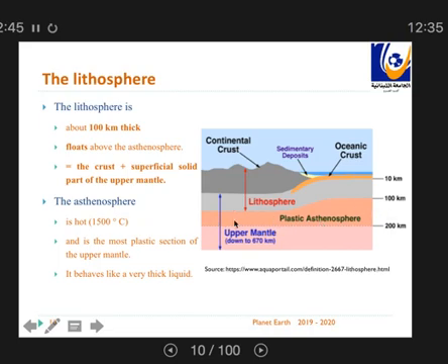And the asthenosphere is hot. We are talking about approximately 1500 degrees Celsius here. It's the most plastic section of the upper mantle. It behaves like a very thick liquid. And on this layer the plates will move and create the movements of the tectonic plates. Okay? So here we can see, as we said, the continental crust, the sedimentary deposit, and an oceanic crust, and we see that the lithosphere is approximately 100 kilometers.